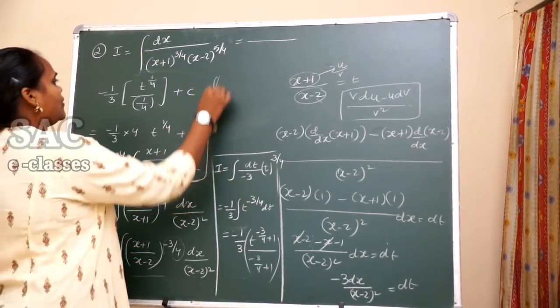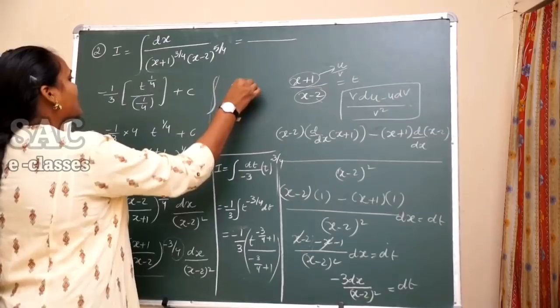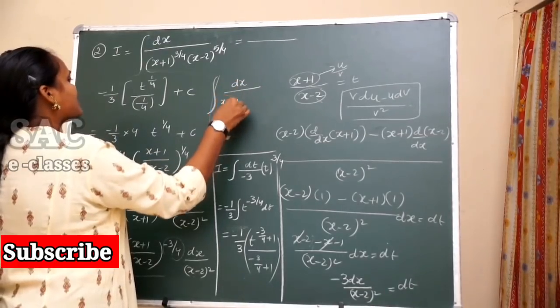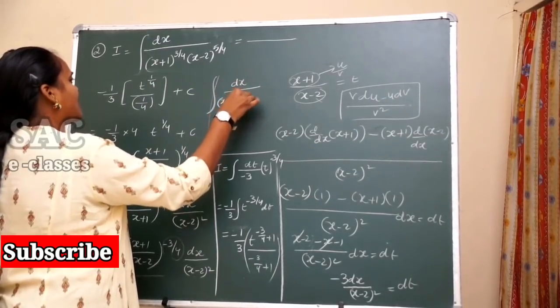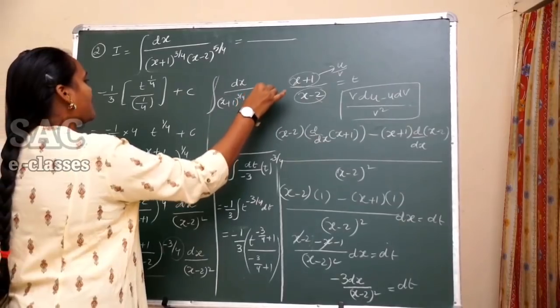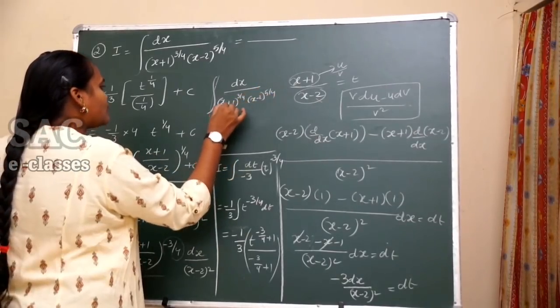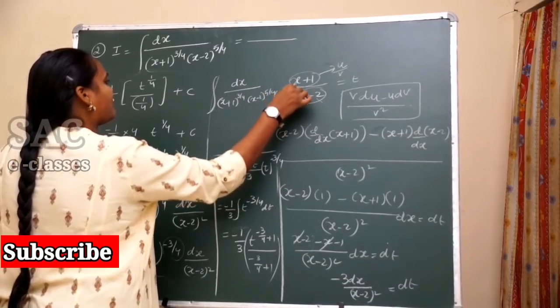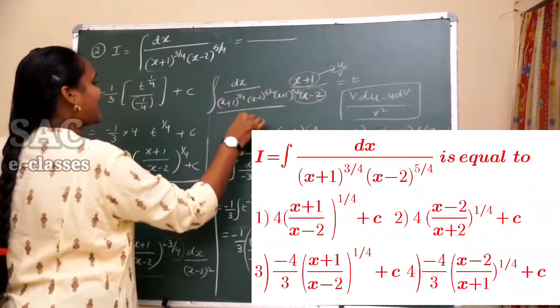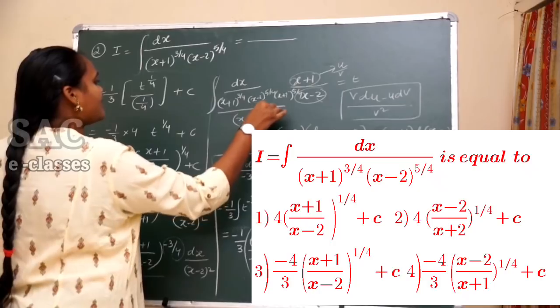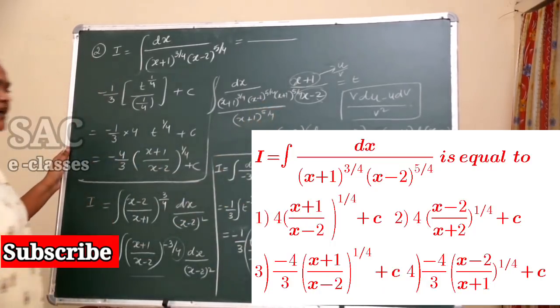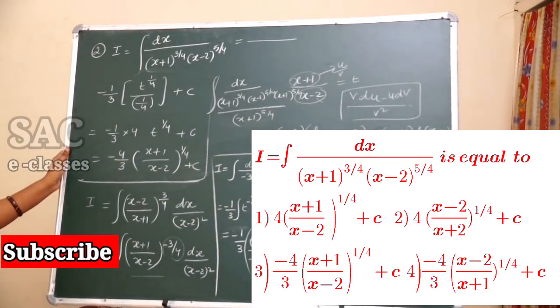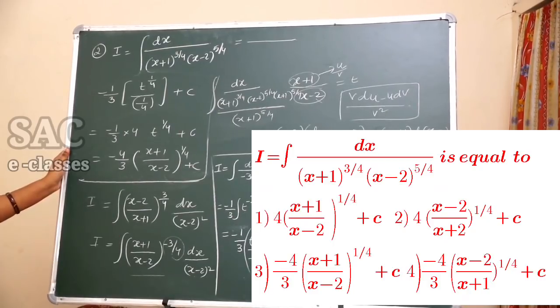At that time, what you do is, dx by (x plus 1) whole power 3 by 4, (x minus 2) whole power 5 by 4. So now you have to multiply with (x plus 1) whole power 5 by 4 and divide with (x plus 1) whole power 5 by 4. Then you will get the required one. You can try in that way also. Okay, let us move to the next problem.